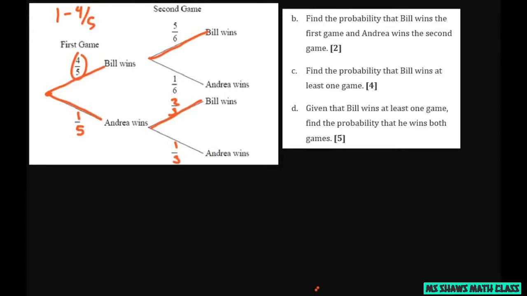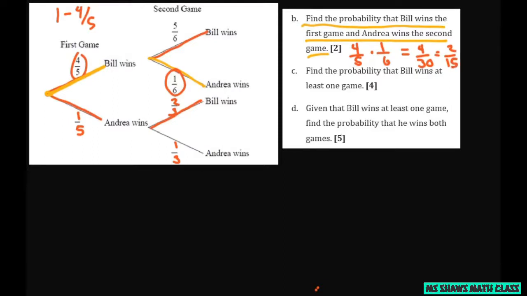So the question is, find the probability that Bill wins the first game and Andrea wins the second game. If that's the case, these are the 2 branches, this branch and this branch. So all you're going to do is multiply those 2 together. So that's going to be 4/5 times 1/6. And that's going to give you 4 divided by 30, which equals 2 divided by 15.